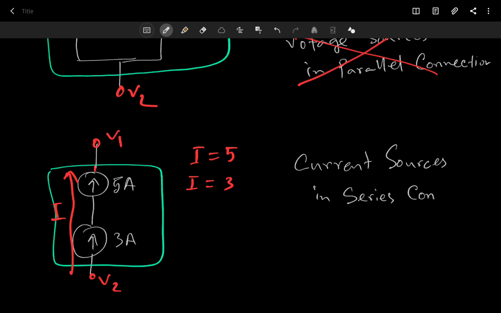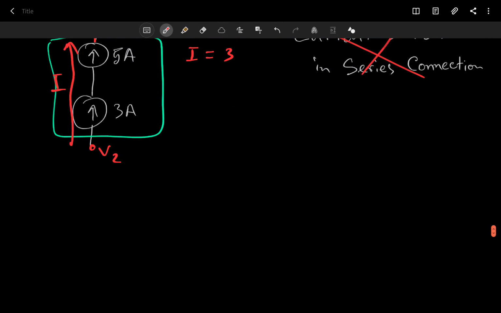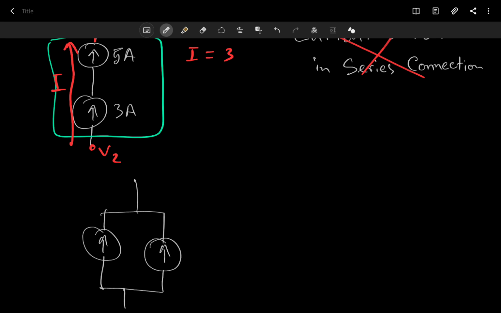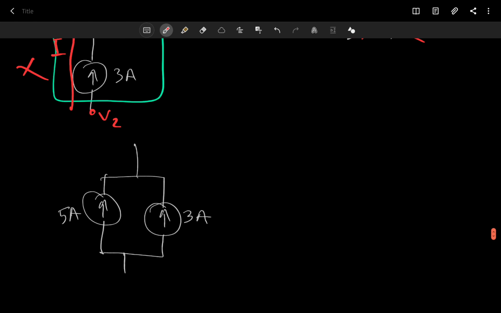Okay, so basically current sources are the exact opposite of voltage sources. So you cannot have current sources in series connection and voltage sources in parallel connection. But you can have current sources in parallel connections. Okay, so this is okay. So 5 ampere and 3 ampere in series is not okay, but current sources in parallel connection is perfectly okay.